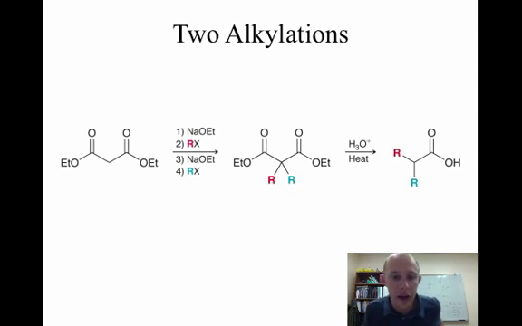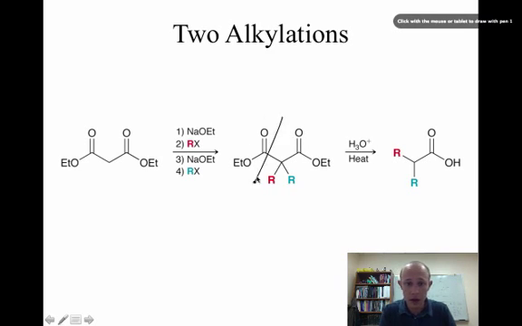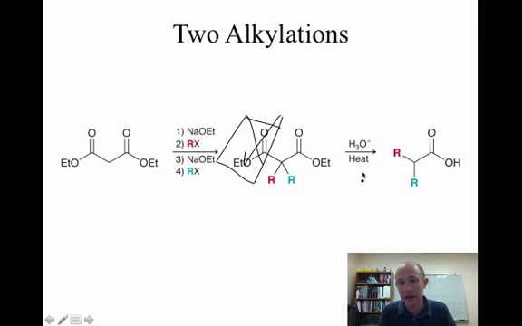We can even do two alkylations, right? We can deprotonate, add one alkyl halide, deprotonate again, add another alkyl halide, so now we have two R groups, and then acid catalyzed hydrolysis turns these both into carboxylic acids. Decarboxylation cuts off one of our carboxylic acids, and we get our dialkylated carboxylic acid out of the malonic ester synthesis. So we can do that as well if we would like.